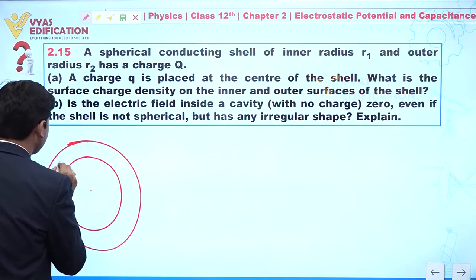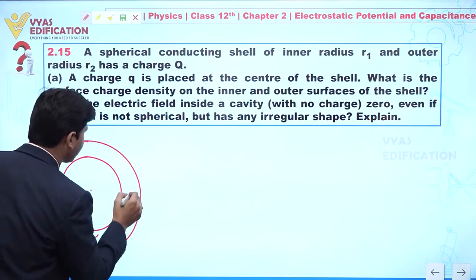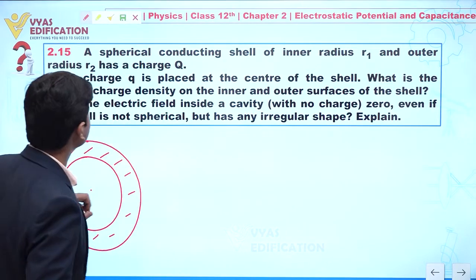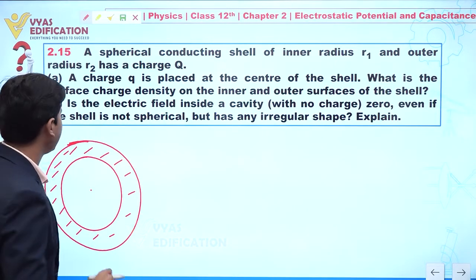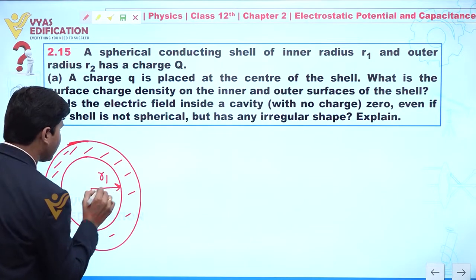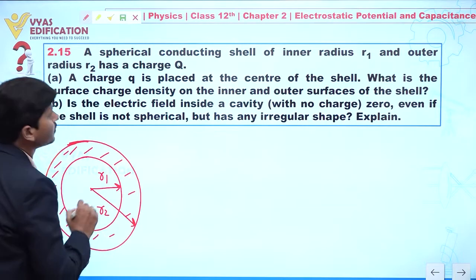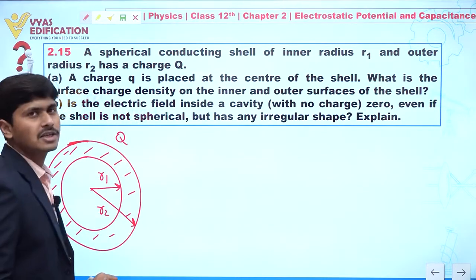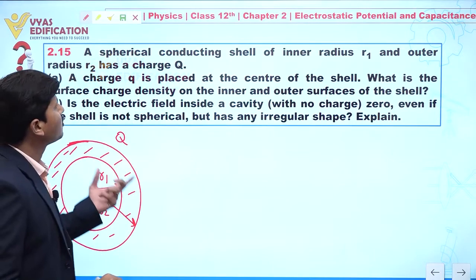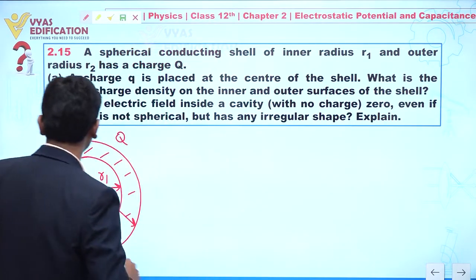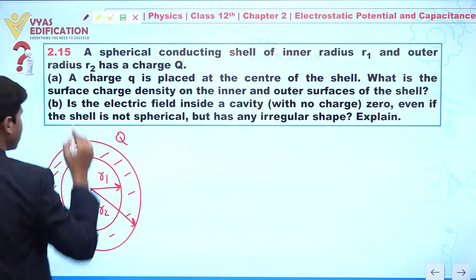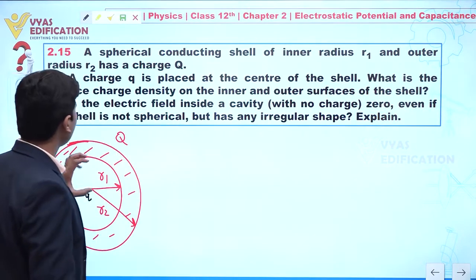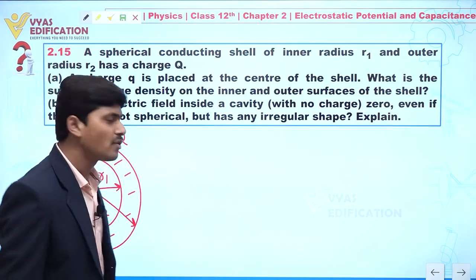Now this is a spherical shell, it means we have a conducting body and inside we have a cavity. In this question it is given a spherical conducting shell, inner radius is r1 and this value is given r2. It is having charge, so we are providing charge capital Q. A charge small q is placed at the center of the shell. Now we have to find surface charge density at the inner and outer surface.